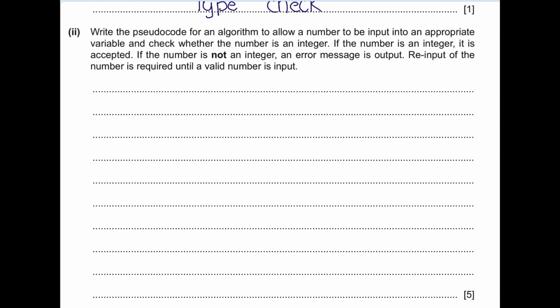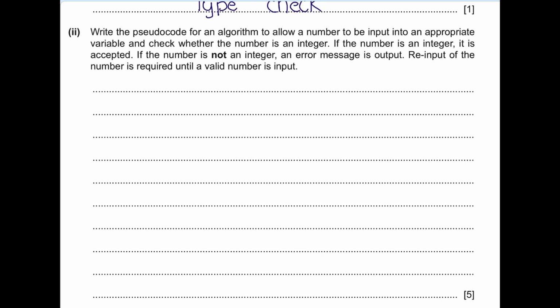Write the pseudocode for an algorithm to allow a number to be input into an appropriate variable. So we have to first of all allow the user to input a number to a variable and check whether the number is an integer or not. If the number is an integer, it is accepted. If it is not an integer, then you output an error message and the re-input of the number is required until a valid number is input.